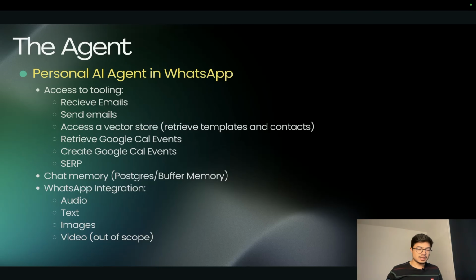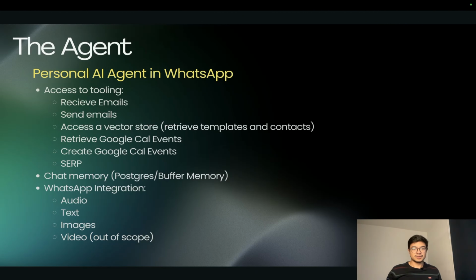Let's be a bit more descriptive with this personal AI agent. What is it going to be able to do? Well, it's going to have access to tools: email tools, Google Calendar tools. You can count a vector store to be a tool as well, because it's going to use it to retrieve templates and contact information, which I'll show you how to do now. And also access to search engine result pages, so it's able to search anything that you ask it to search for.